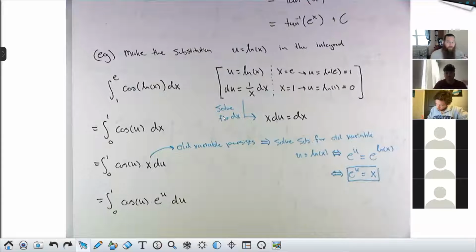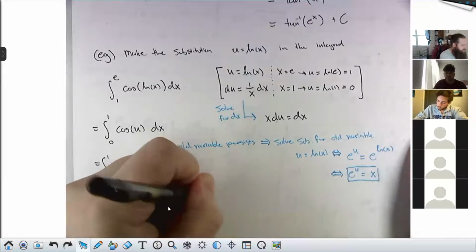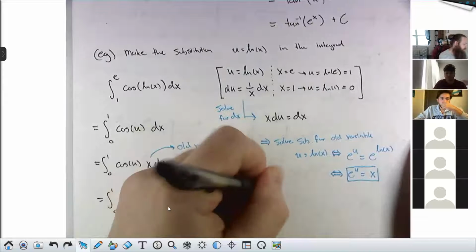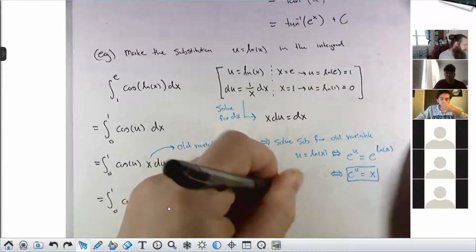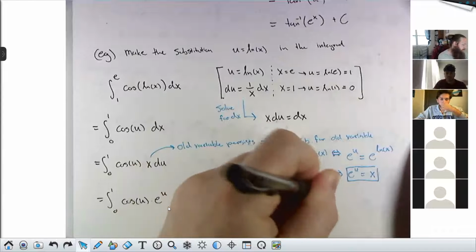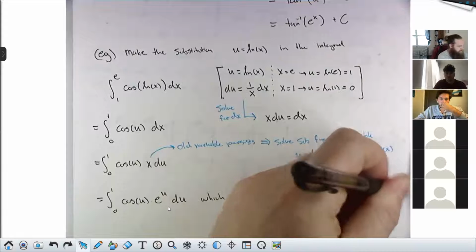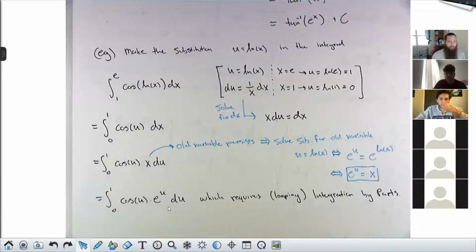And this is an integral we don't know how to do yet. That's why I said we're going to stop short on this one. I'm just going to make the substitution. We're not actually going to solve the integral because I don't know how to find an antiderivative for something like this. It's quite sneaky. This requires a special kind of integration by parts called looping integration by parts. And that's one of the things I'm going to show you when we begin chapter 7. All right.